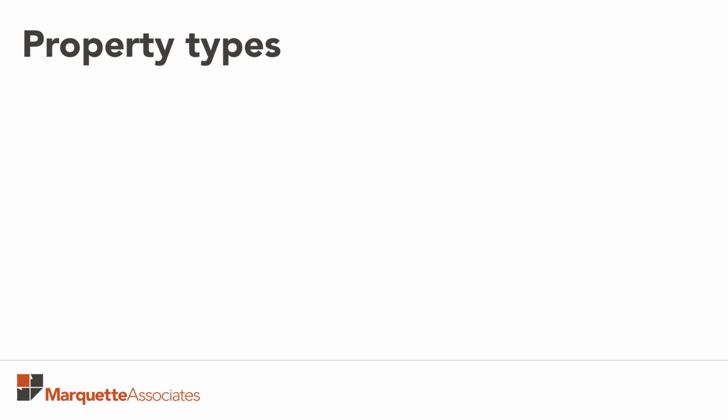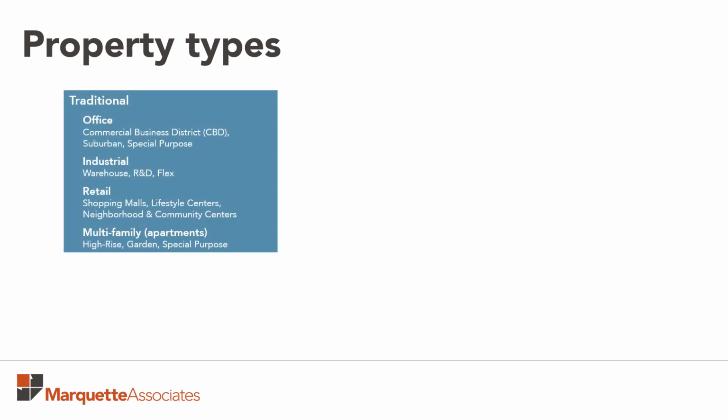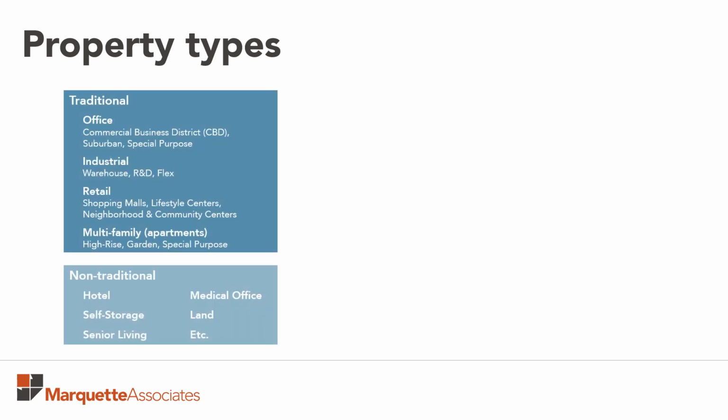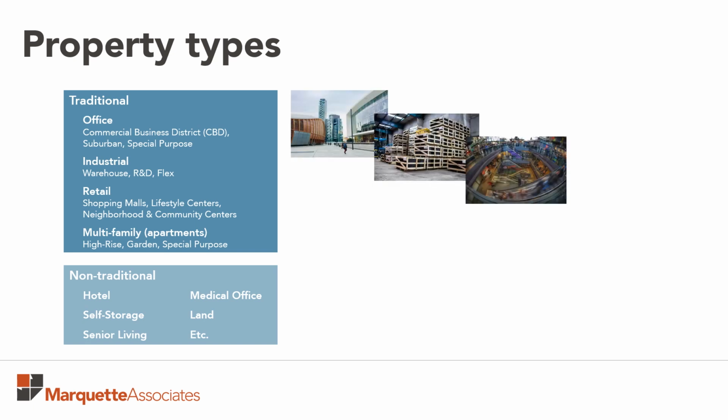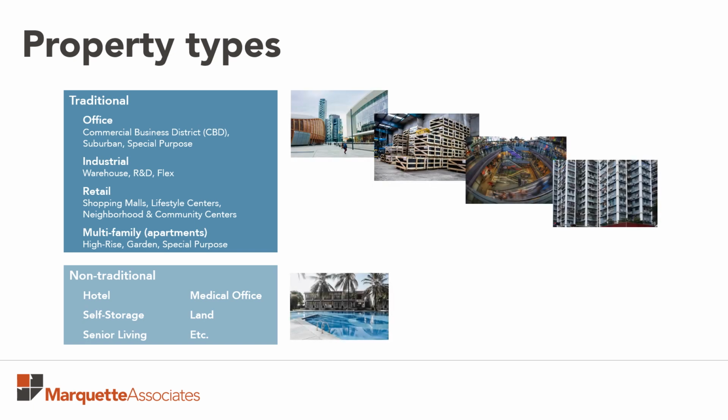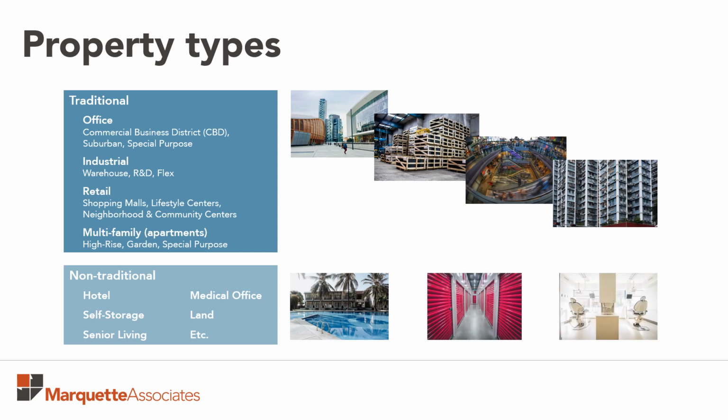There are many different property types across the real estate investment universe. These property types are typically divided between traditional and non-traditional. Traditional sectors include office, industrial, retail, and multifamily, whereas non-traditional include hotel, self-storage, senior living, medical office, and single-family homes, to name a few. Traditional property sectors represent the majority of the commercial real estate investment universe, whereas non-traditional represents a smaller percentage. Additionally, many of the non-traditional property sectors exhibit defensive characteristics and are driven by demographic trends that are secular in nature versus cyclical.